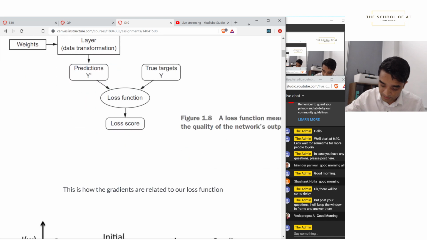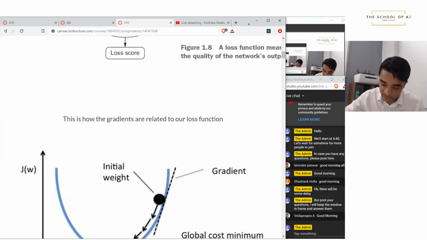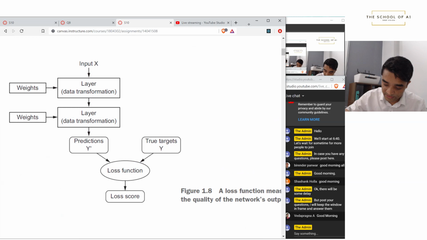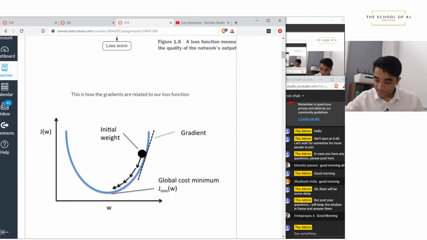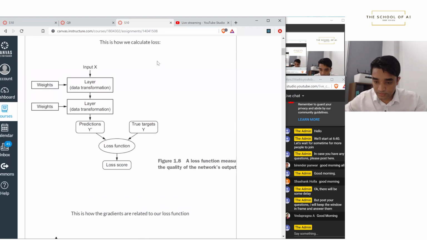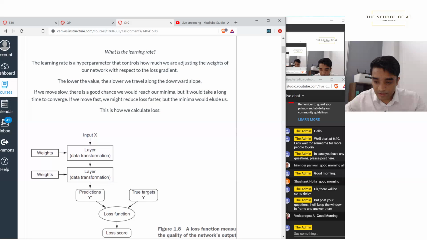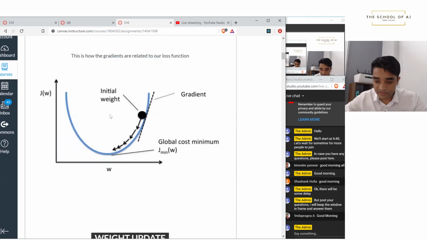Okay. Now this is how the gradients are related to a loss function. So let's look at this particular part. Now I want to just work on this particular line. The lower the value, the slower we travel along the downward slope. Now that will be clear from this particular image. So let me just copy that.